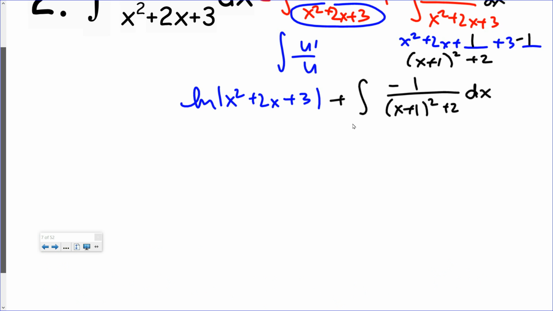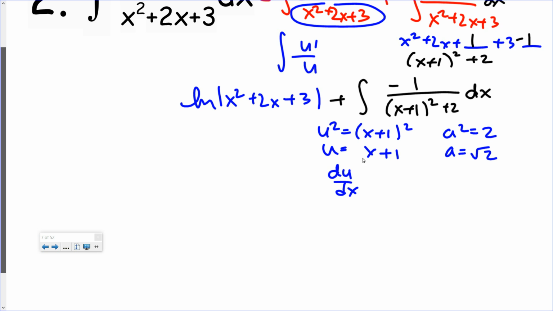What kind of problem is it? You should be working the warm-ups with me. This is an arctan problem. So u squared is equal to x plus 1 quantity squared, and a squared equals 2. So what's my u going to be here? x plus 1. What's my a going to be here? Be careful: square root of 2. Down here, it's basically a u substitution problem. I'm not calling it u substitution, but it is. What's the derivative of x plus 1? 1. So dx is du.